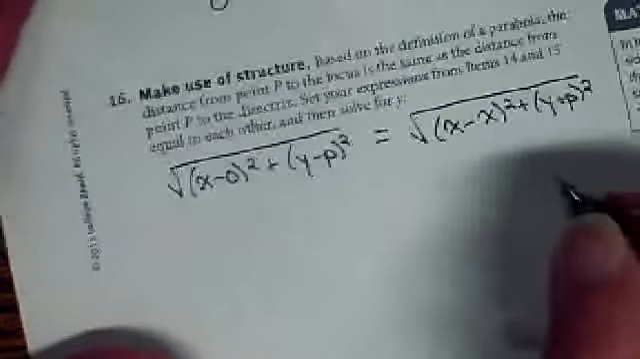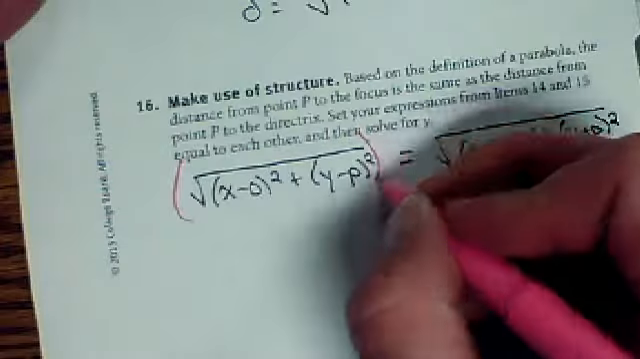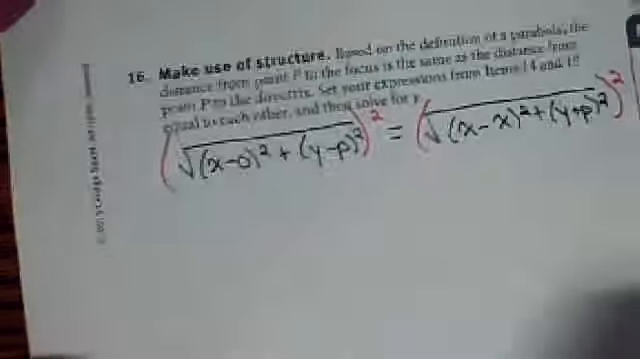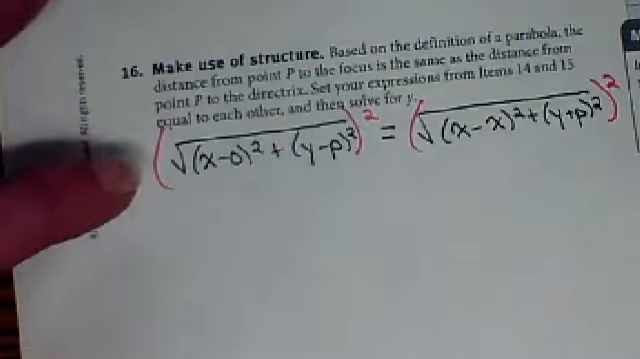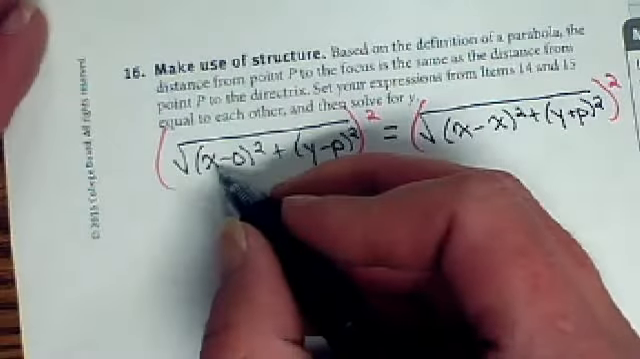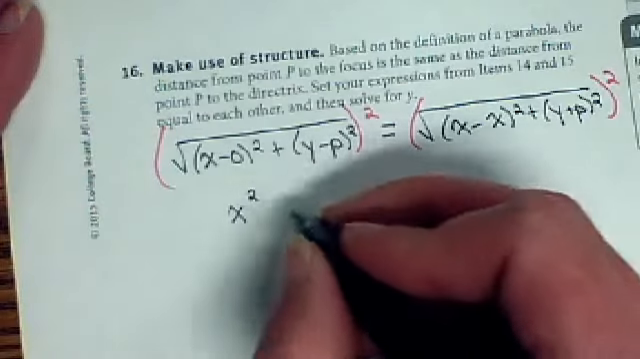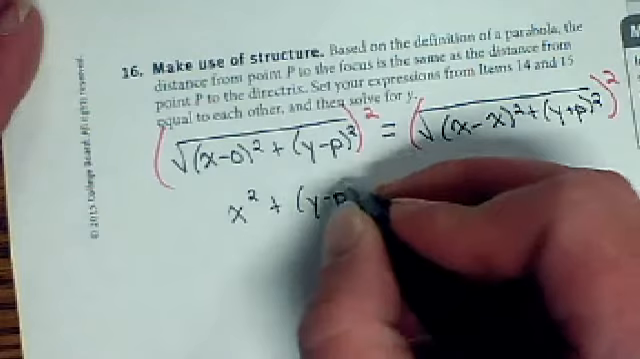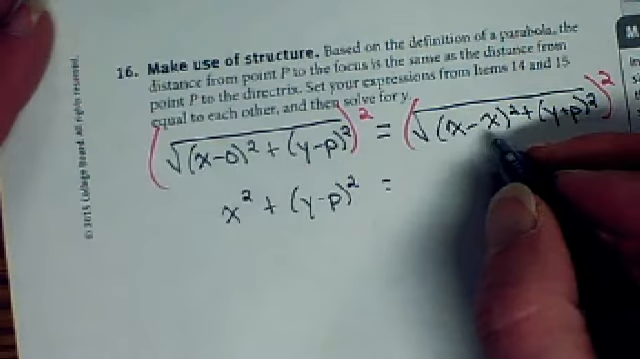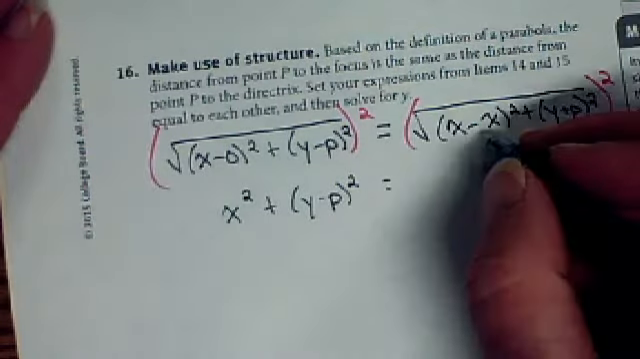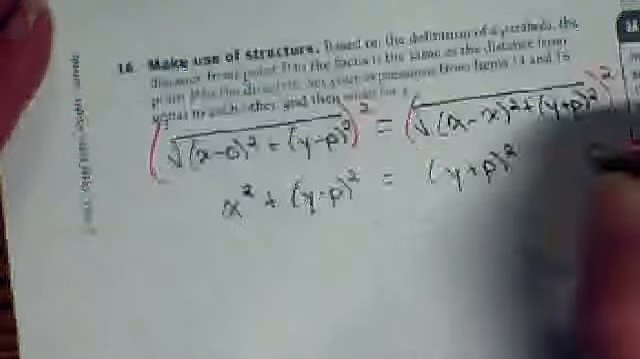Well, since they're both square roots, and we want to undo a square root, we would square both sides. Now when I square a square root, it undoes it. So I'm going to be left with what's underneath. And we can simplify this a little bit. That's x minus 0 squared, so that's going to be x squared. And then we have y minus p squared. On this side, x minus x, well, that's just 0 squared. And then we have y plus p squared.